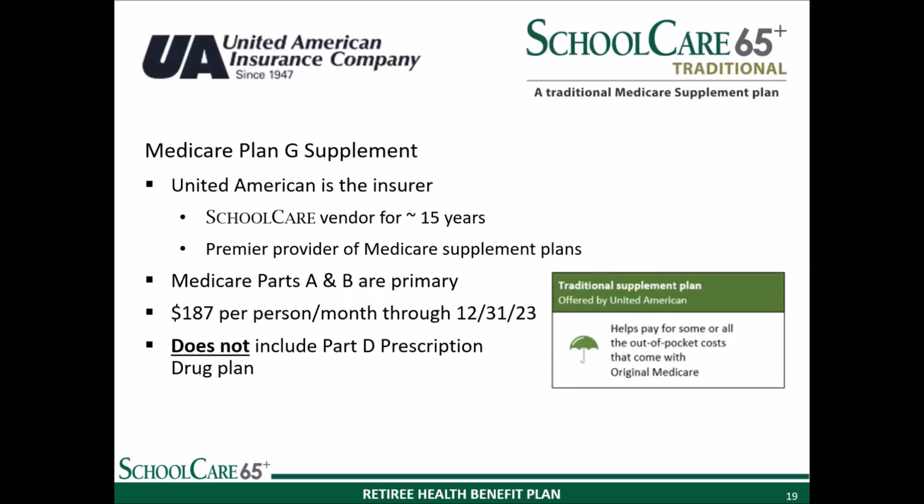Now, to begin discussing the details of the SchoolCare 65 Plus Traditional Medicare Supplement Plan. Medicare Parts A and B would be your primary insurance. SchoolCare 65 Plus Traditional is secondary coverage and supplements Medicare. This plan is a Medicare Plan G and is provided in partnership with United American. The monthly cost for the SchoolCare 65 Plus Traditional Plan is $187 per person per month. Please note, this plan does not include a Part D prescription drug plan.